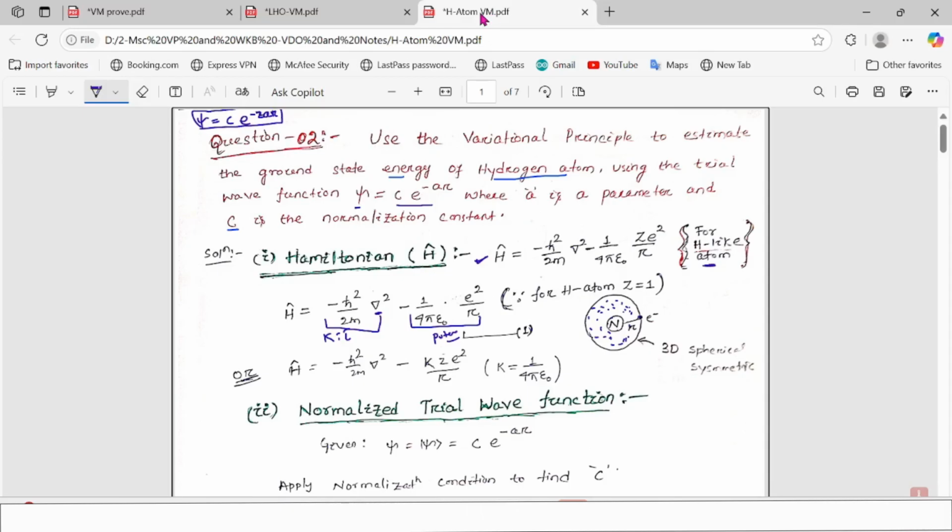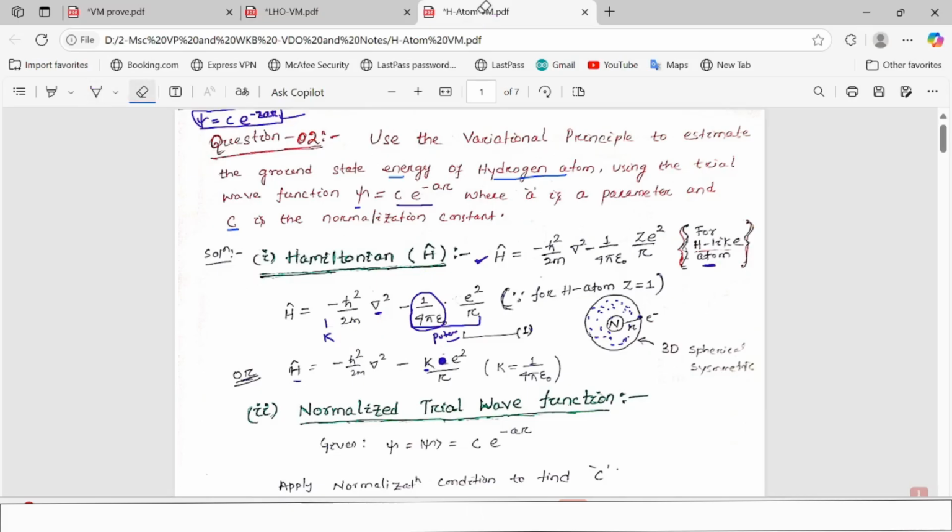The trial wave function will be given for a hydrogen-like atom. Now this Hamiltonian will be written as minus h cut squared by 2m del squared, minus 1 by 4 pi epsilon 0, which can be written as k, k Z e squared by r. If we are considering the hydrogen atom, then Z is 1, so k e squared by r.